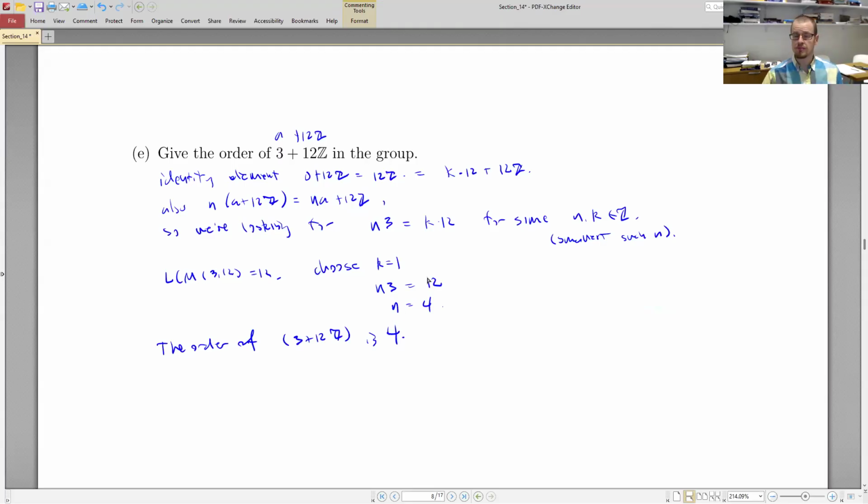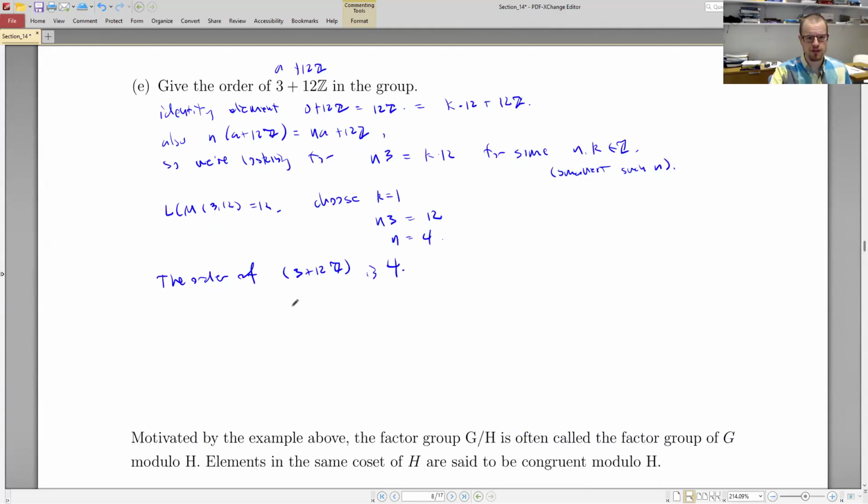That's the smallest number of terms of 3 plus 12z that we can add. 3 plus 12z plus 3 plus 12z plus 3 plus 12z plus 3 plus 12z is 12 plus 12z. Well, that's precisely 0 plus 12z, or the identity element. So that's what I was looking for.